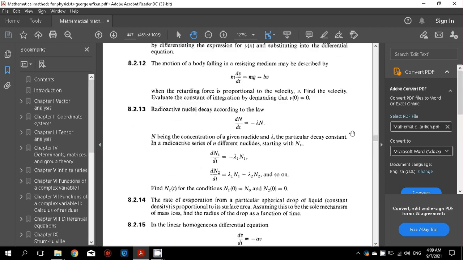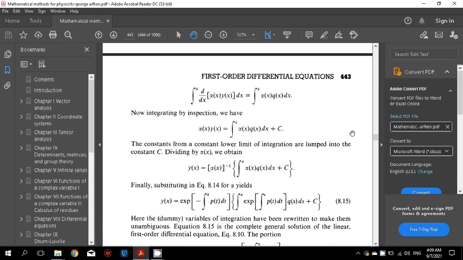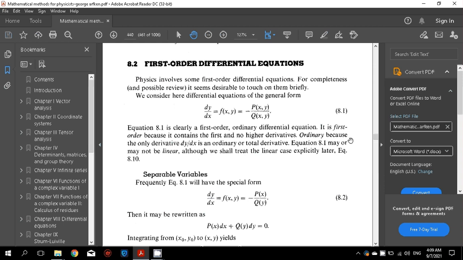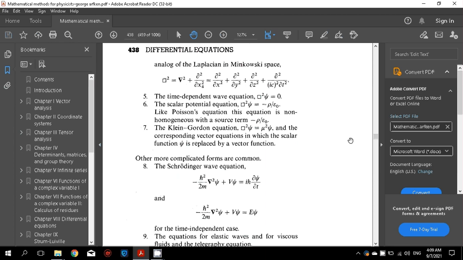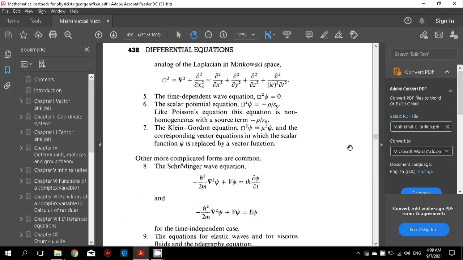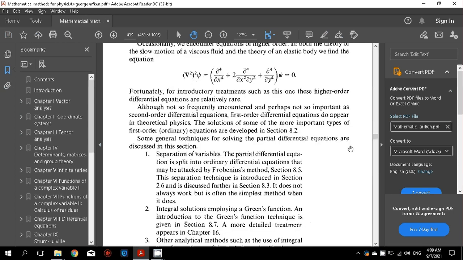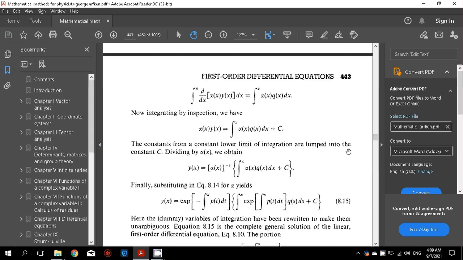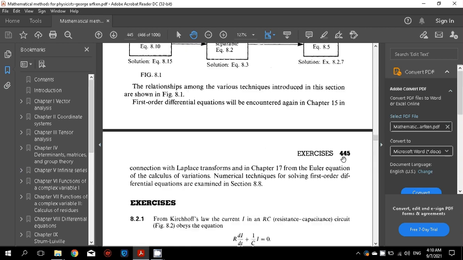Okay, so this is in fact page number 438, which completes this list I have just mentioned, and then we will jump over to the next page, because, as I told you, it is the partial differential equations which are very common.